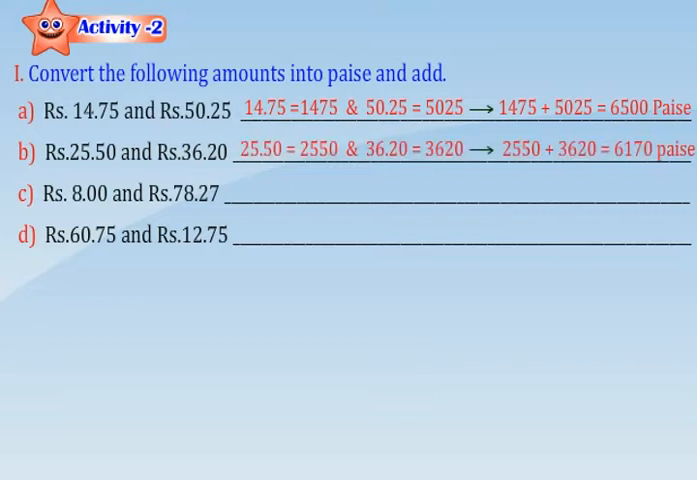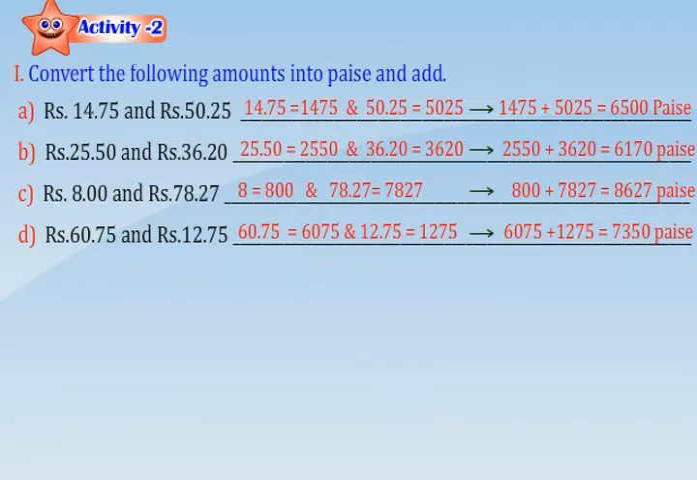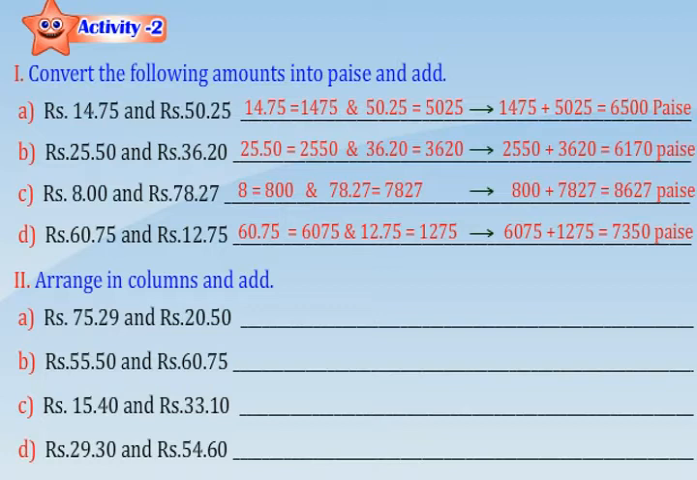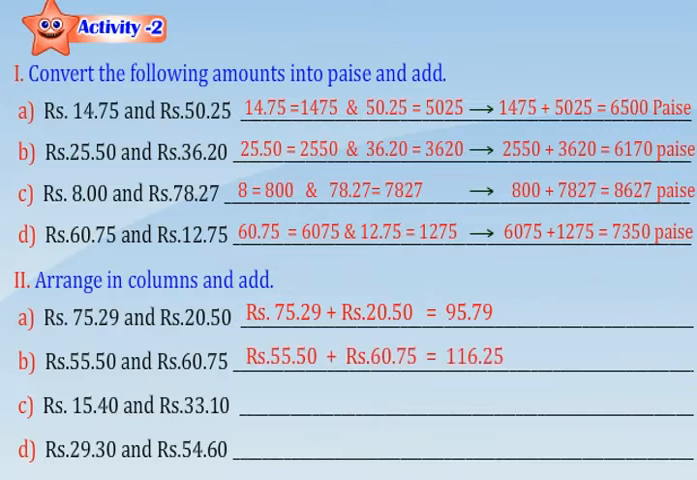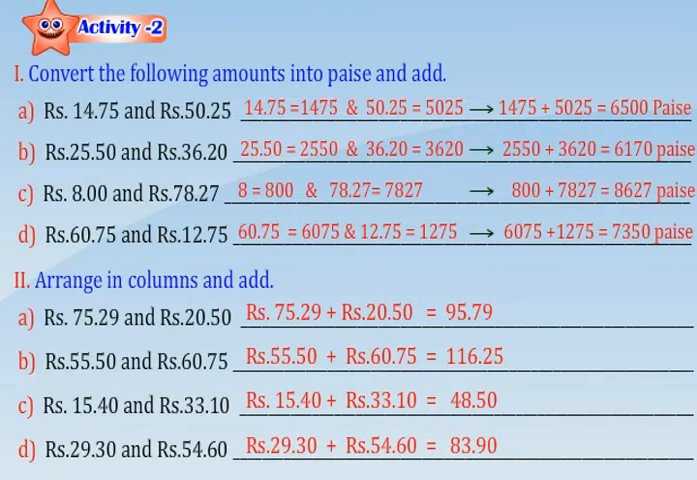Activity 2. Convert the following amounts into paise and add: ₹14.75 and ₹50.25, ₹25.50 and ₹36.20, ₹8 and ₹78.27, ₹60.75 and ₹12.75. Arrange in columns and add: ₹75.29 and ₹20.50, ₹55.50 and ₹60.75, ₹15.40 and ₹33.10, ₹29.30 and ₹54.60.